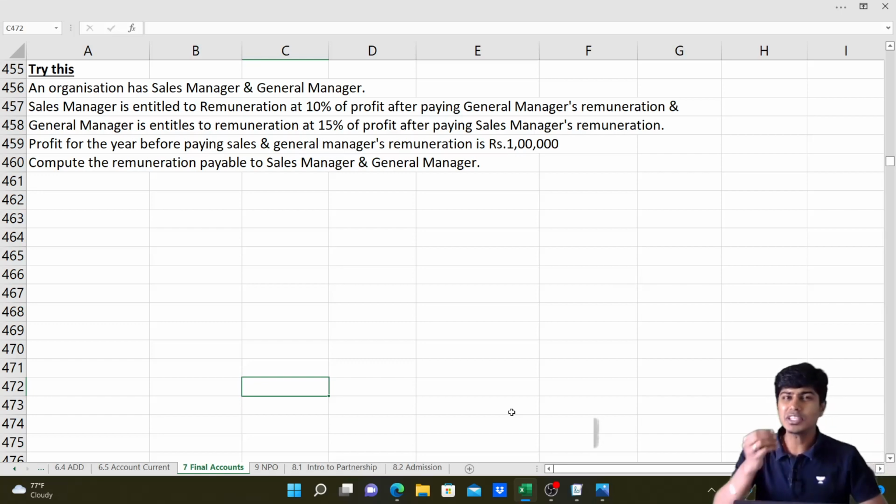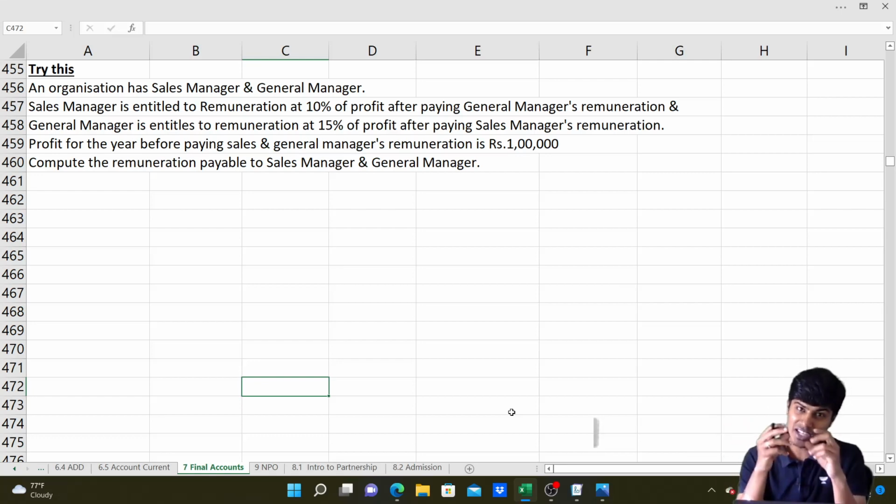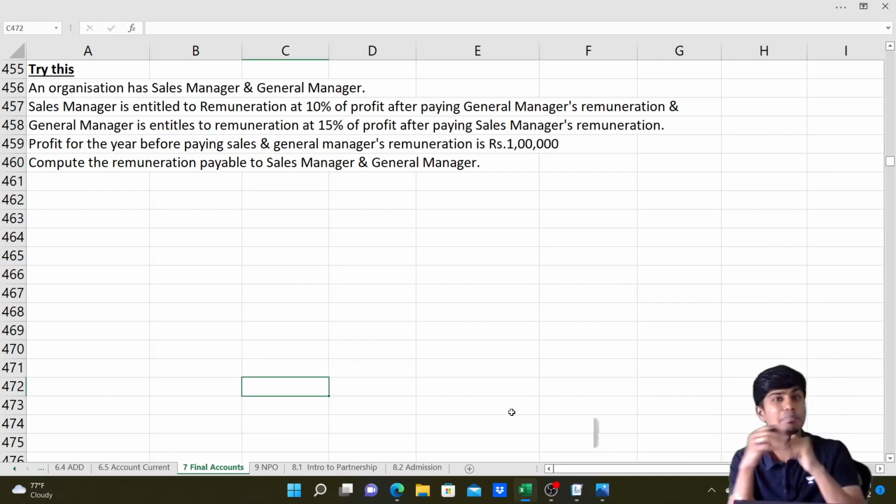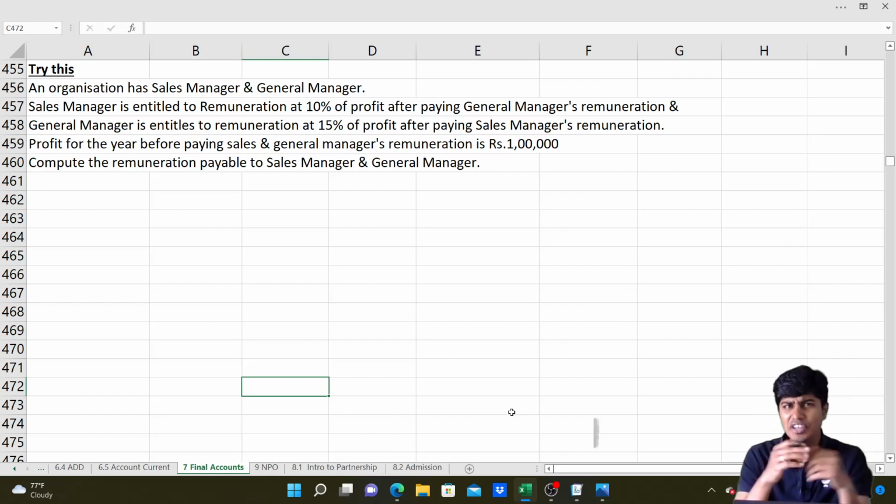Whenever the manager's remuneration is given as a percentage of profit, we usually multiply that percentage into net profit to arrive at the manager's remuneration. But if it is given as a percentage after charging one's own commission, we do percentage divided by 100 plus the same percentage. Meaning, if it is before charging basis, we do into x by 100. If it is after charging basis, we do into x by 100 plus x. You might be very much aware of this and might have already cracked this kind of questions.